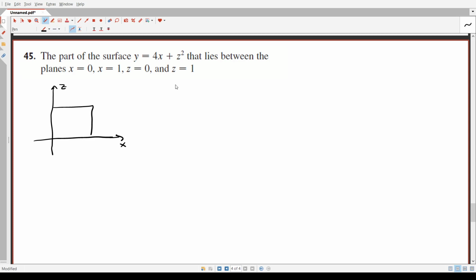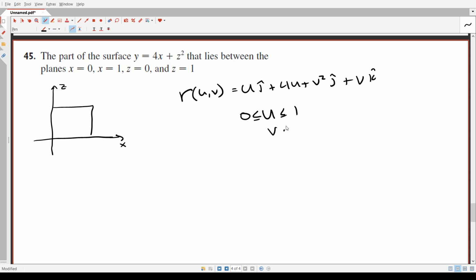So this one, I'm going to do the same thing that I was describing in the first example, where I have r of u and v. So I'll just set x equal to u and z equal to v. So I have u times i plus 4u plus v squared j plus v k. Because I already have one of the variables solved for me, I don't really have to do anything complicated. And it looks like this is already going to be a square, because I know that x goes from 0 to 1, so I have u less than 1, greater than 0. And same thing for v.